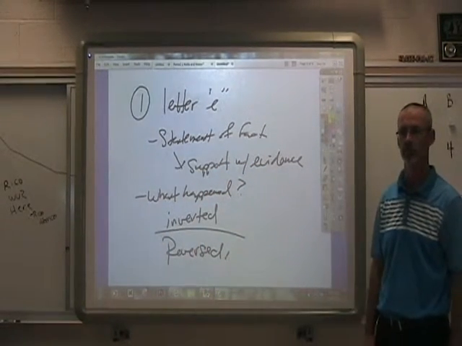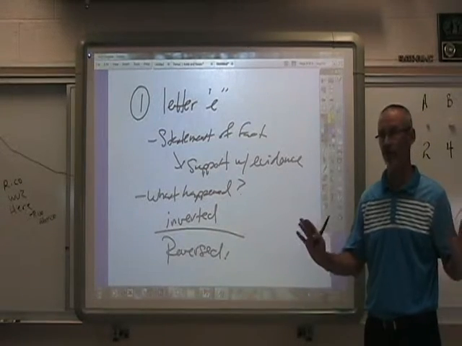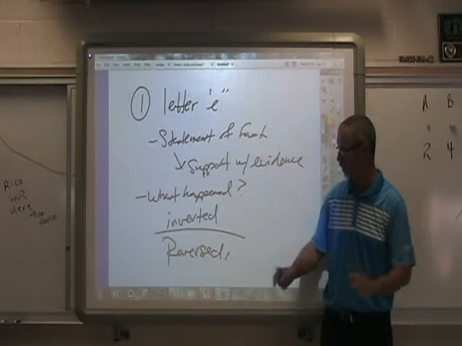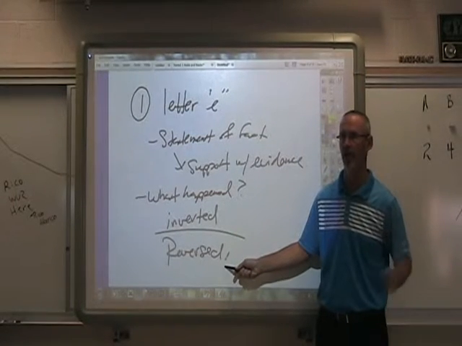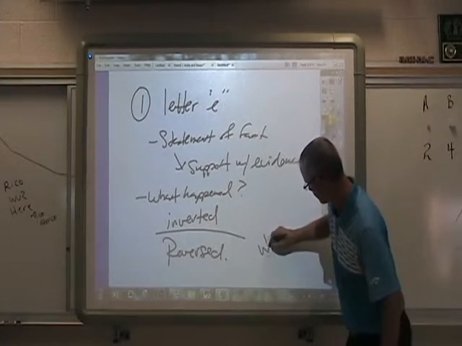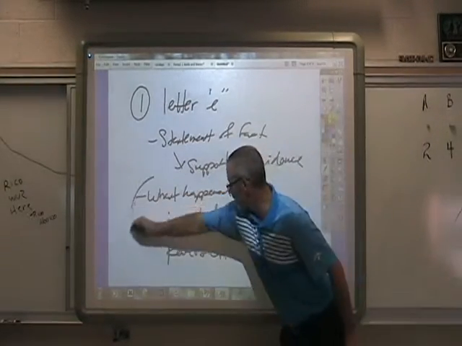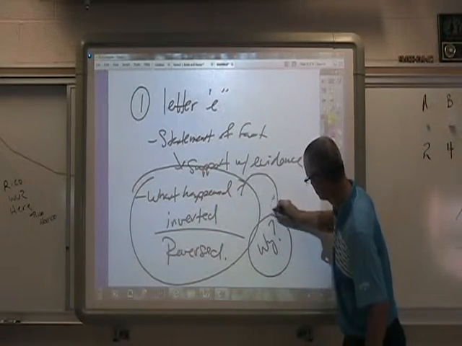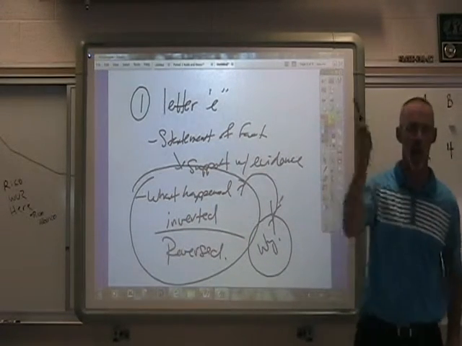And that was one of the things that microscopes do. Every time you look at something in a compound light microscope, it is upside down and backwards. Every single time. Why? Statement of fact. This happened. Let's connect it to the why. Evidence. Why?